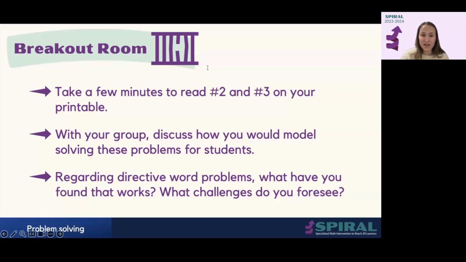Absolutely. Any other ideas? And there's a video on the Spiral website on directive word problems from YouTube, and it's not any brand new content. That's different from today, but if you need a refresher on directive word problems, that video is available for you on our YouTube and on our website.